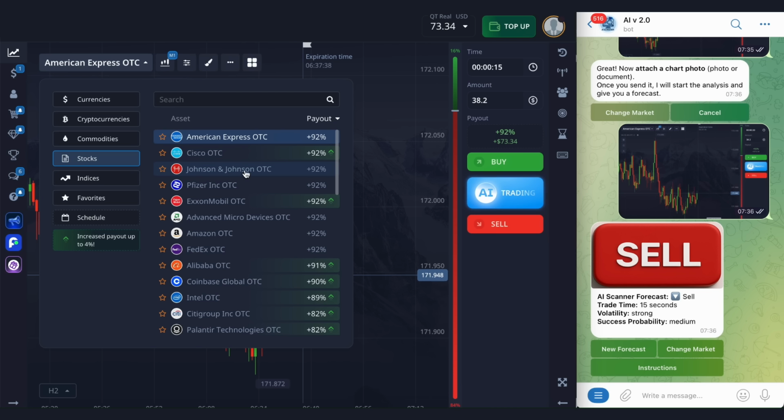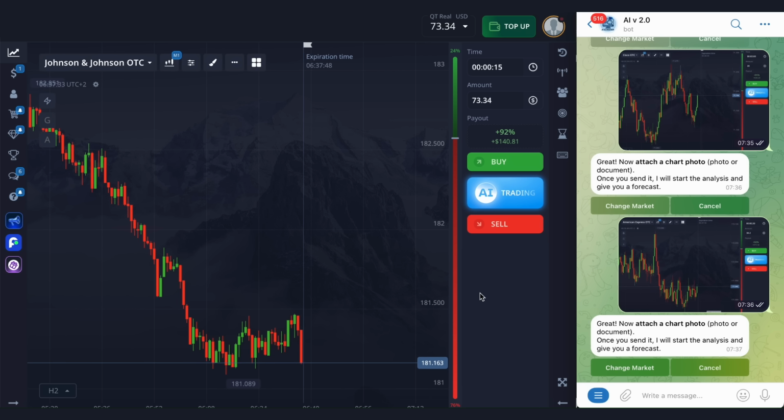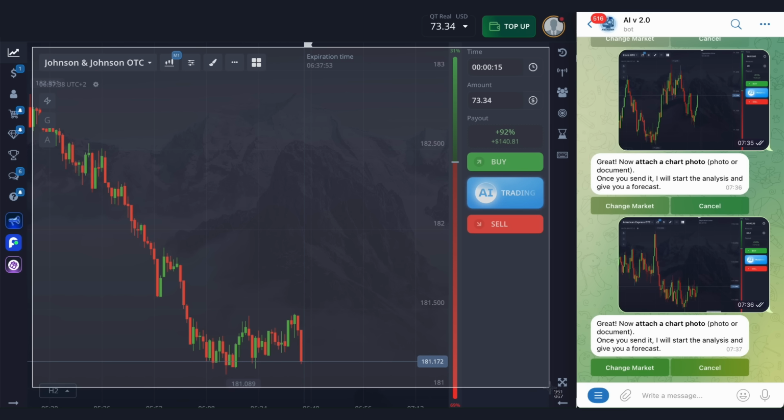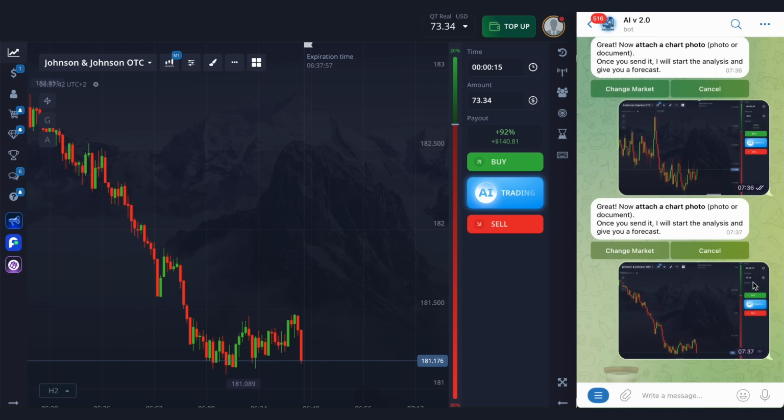We are cruising away in the market already. Let's keep cruising, ladies and gentlemen. Johnson & Johnson OTC, maximum account balance. Let's go ahead and ask our trading board what the prediction is gonna be for Johnson & Johnson AI screener. Let's go ahead and take a very nice screenshot of our trading chart and send it to our AI screener, ladies and gentlemen.